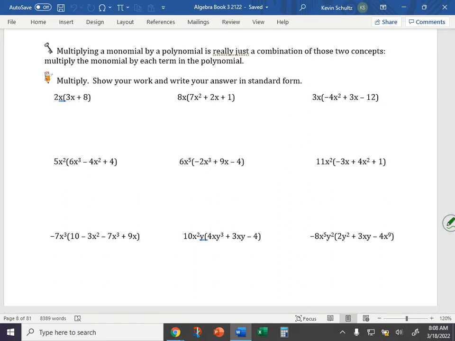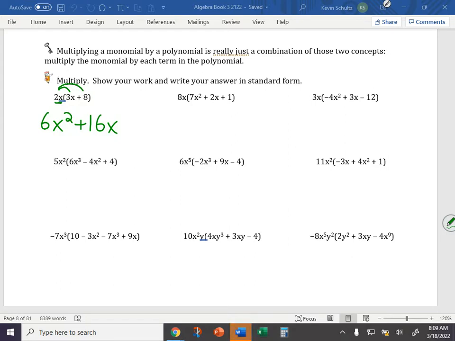Morning frame. We are multiplying the monomial 2x by the binomial 3x plus 8. So to do that, distribute 2x times 3x. Anybody? 6x squared. 2x times 8. Anybody? 16. We're done.